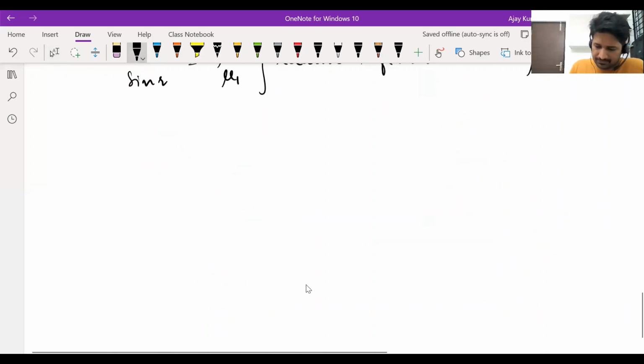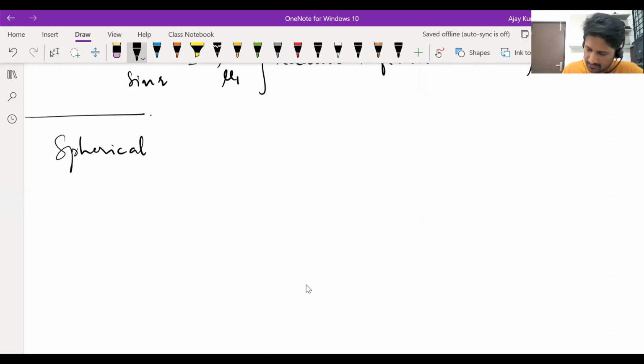For that, we will derive a formula. We will derive a relation between object distance and image distance in case of refraction. Okay. So let's consider a spherical surface.